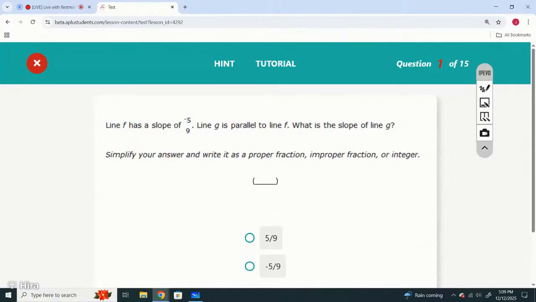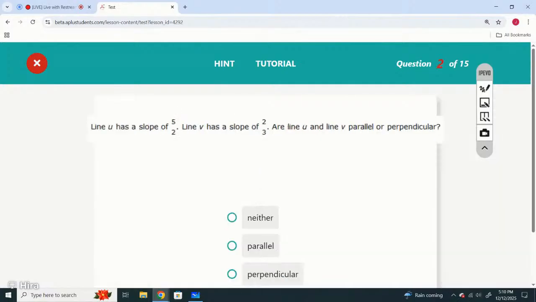Line F has a slope of negative 5 by 9. Line G is parallel to line F. What is the slope of line G? So the two lines are parallel, that means their slopes are exactly equal. That is negative 5 by 9. Option number 2 is the correct option.